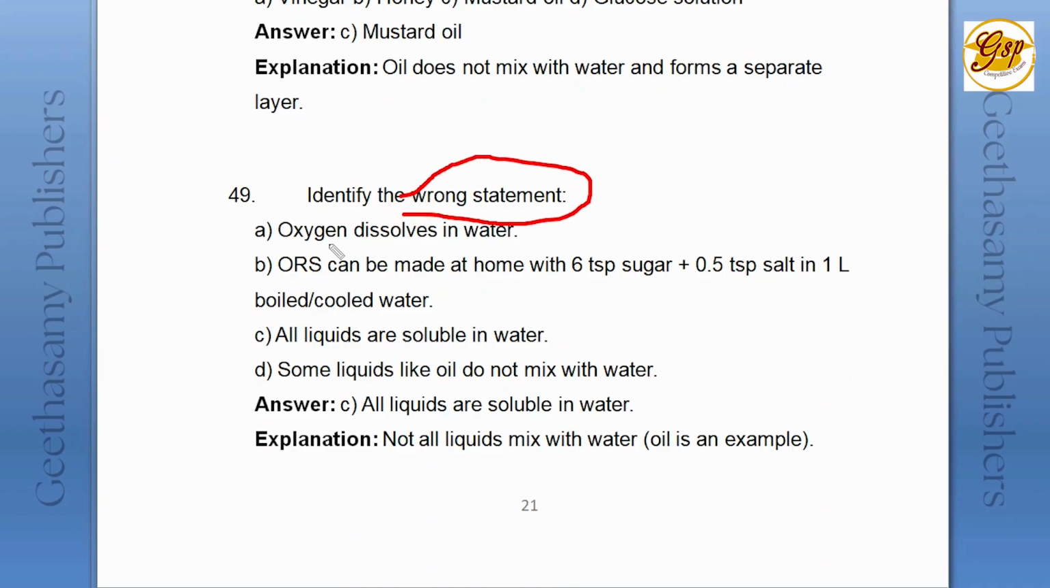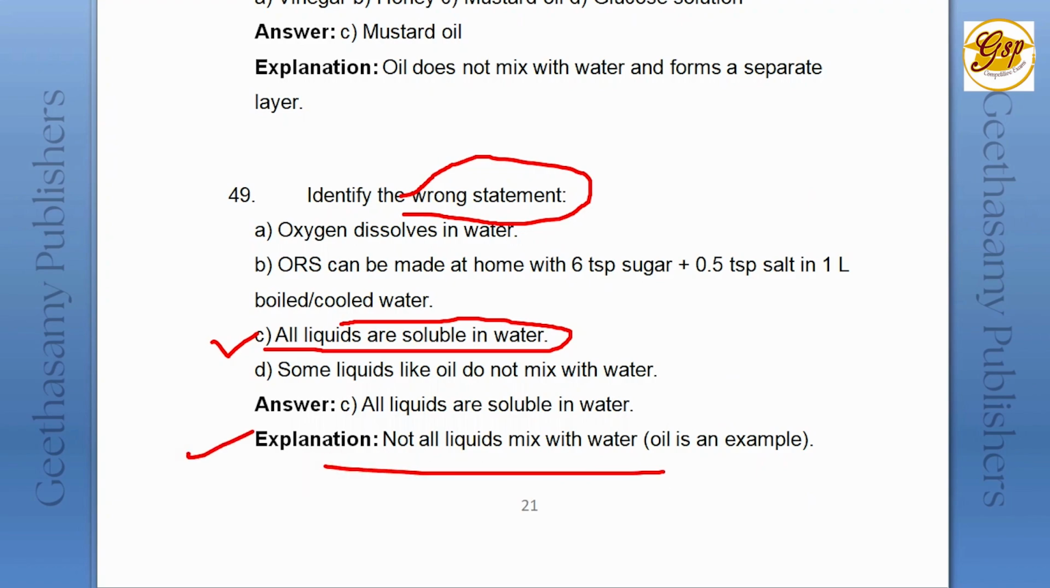Next question. Identify the wrong statement. Oxygen dissolves in water. ORS can be made at home with 6 teaspoons of sugar and 0.5 teaspoon salt in 1 liter of boiled and cooled water. All liquids are soluble in water. Some liquids like oil do not mix with water. So C is wrong, because all liquids are not soluble in water, since oil does not mix into water. Right? So that's the answer.